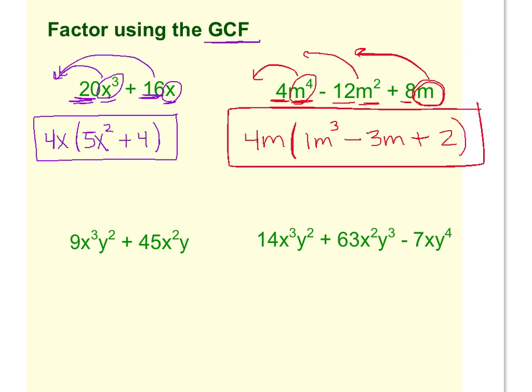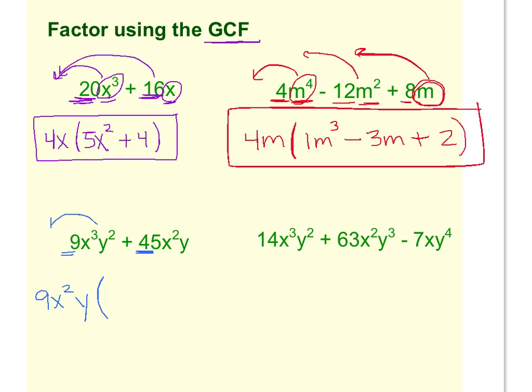All right, next example, greatest common factor. You have a 9 and a 45, so the biggest number that fits into both is 9. And then how many x's do they have in common? We have our x cubed and our x squared. So x squared is the most that they have in common. Then you have your y squared and your y. So y to the first power is the most that they have in common. So that is your GCF. We're going to go ahead and factor that out of each term.